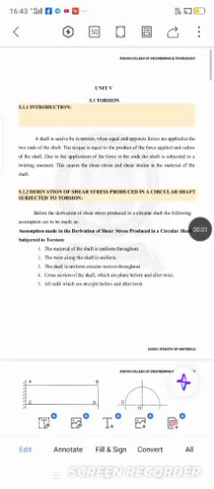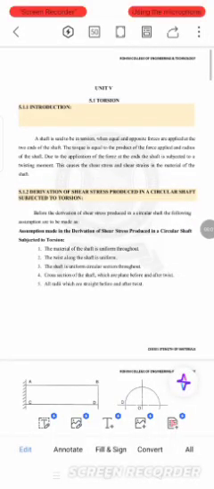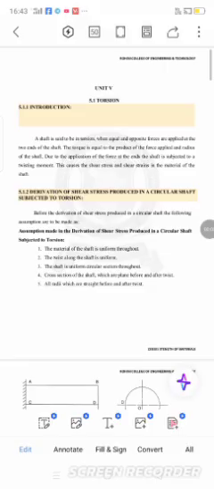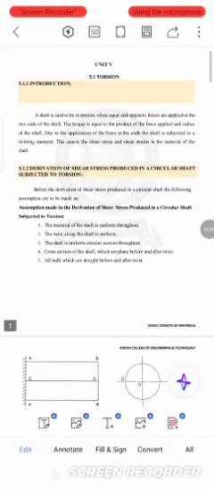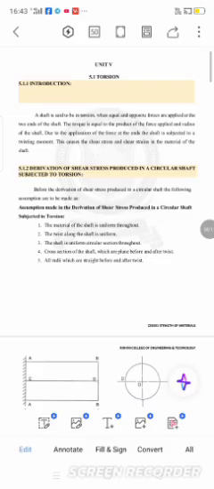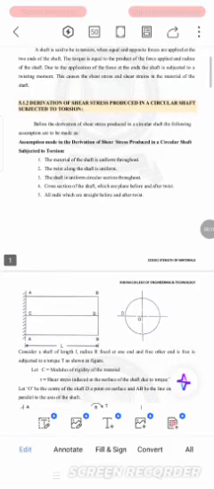Dear students, in this unit we are going to discuss torsion. Before that, do you know what a shaft is? A shaft is said to be in torsion when equal and opposite forces are applied at the two ends of the shaft. The torque is equal to the product of the force applied and the radius of the shaft. Due to the application of the forces at the ends, the shaft is subjected to a twisting moment. This causes shear stress and shear strains in the material of the shaft.